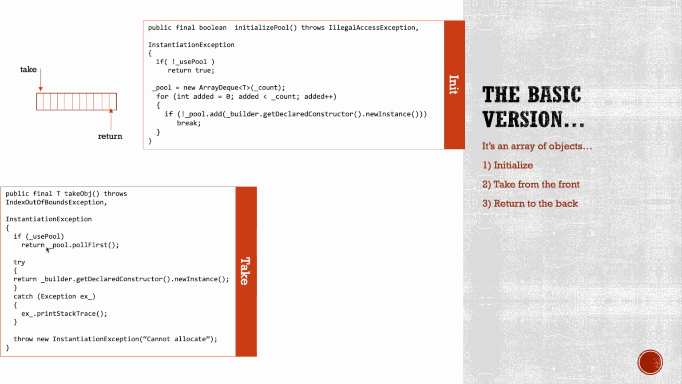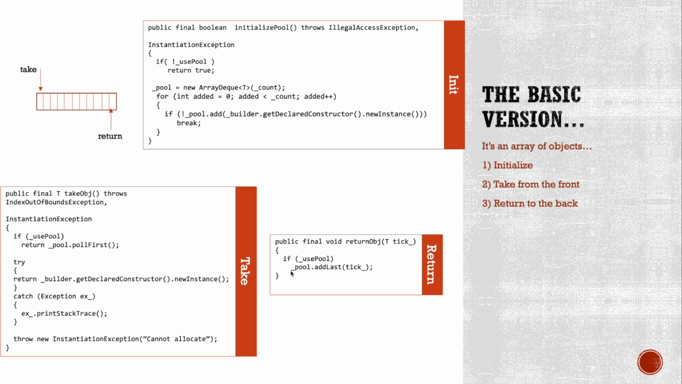How do you take things from the front? Again, really easily. In this particular instance, the object pool, the array that I'm using, is a deque, right? I can just take it from the head of the deque, and if I want to put it back, I just add it to the tail of the deque. It's actually quite simple.